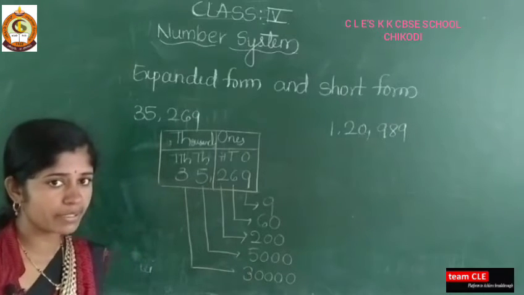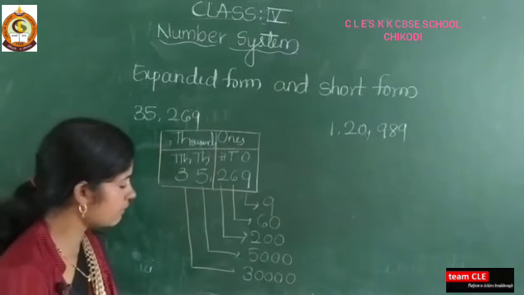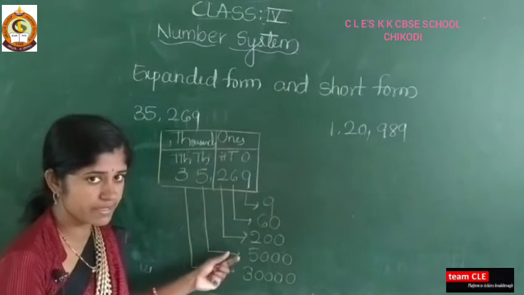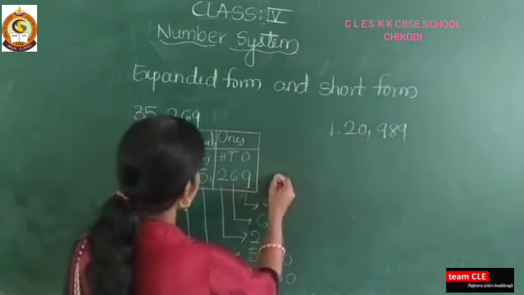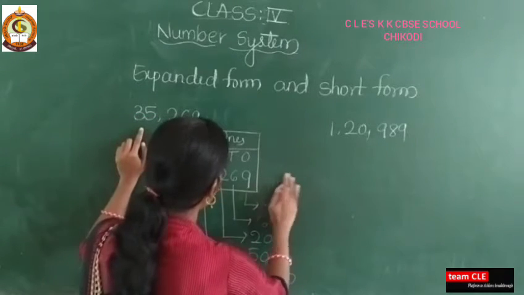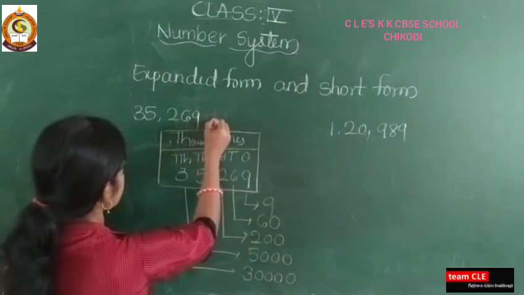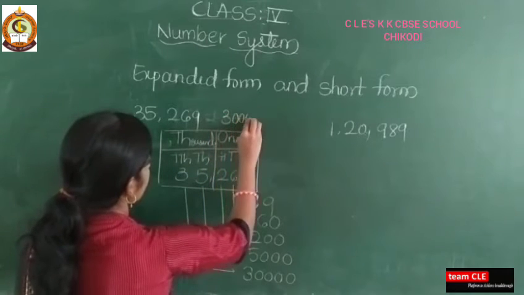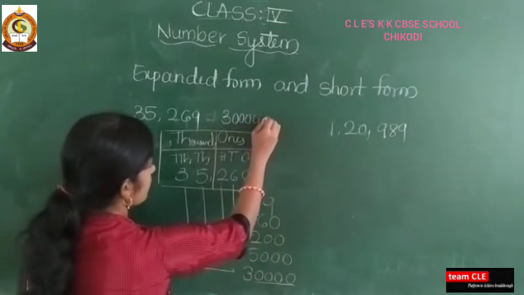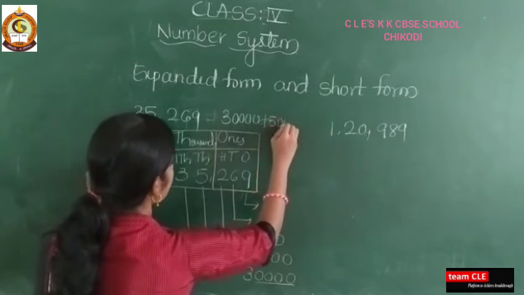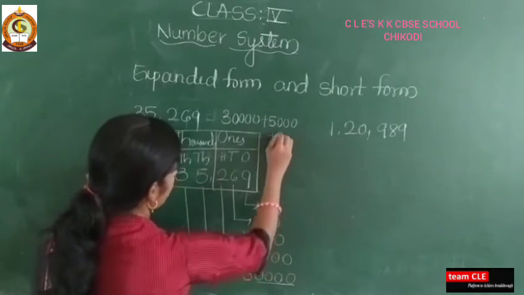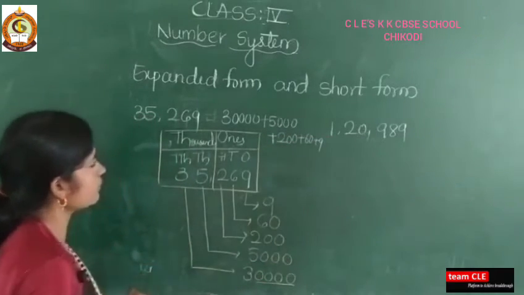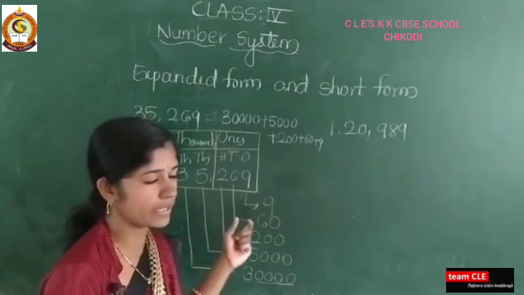Then what is this expanded form? Expanded form means it is the sum of all the place values of the given digits. This is the way we are expressing it. So take this same example, 35,269. You write its place values: 30,000. How many zeros? 4 zeros. Next you put plus, after that 5,000 plus 200 plus 60 plus 9. So this is the way we are writing the number in expanded form.